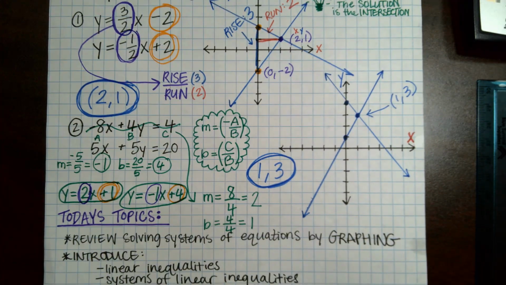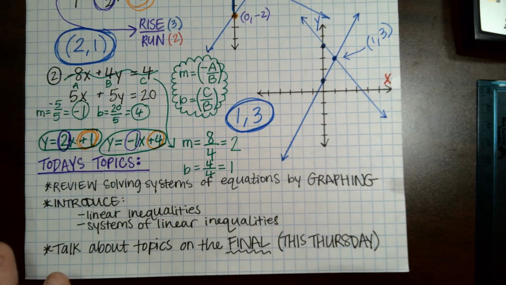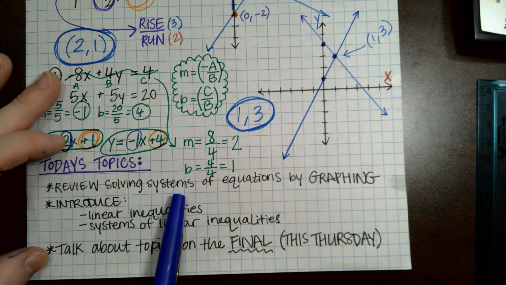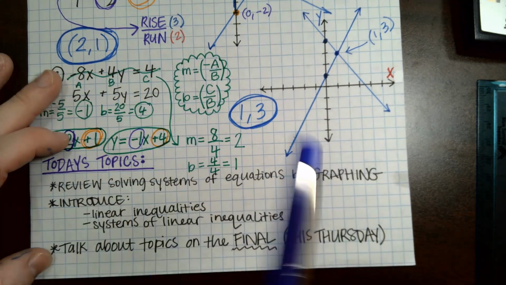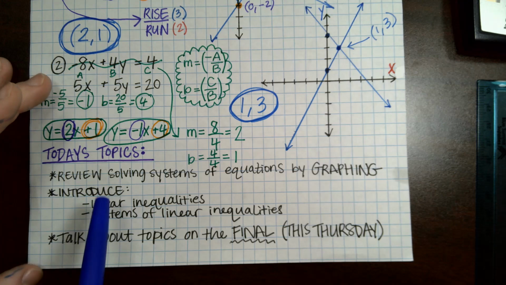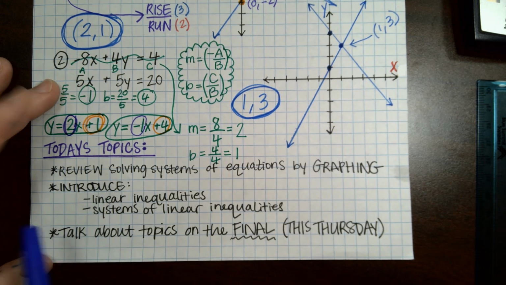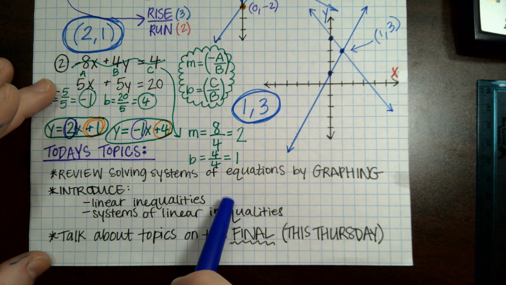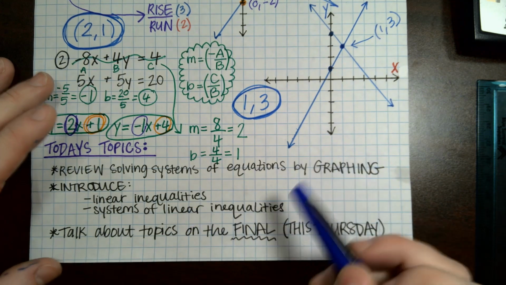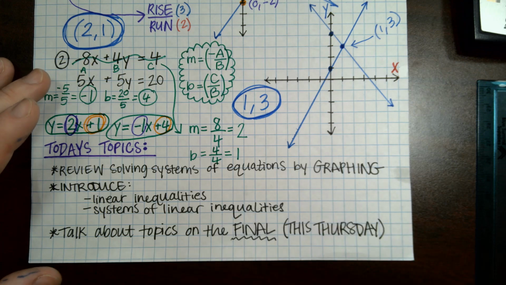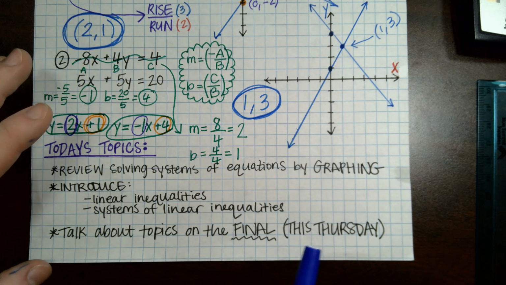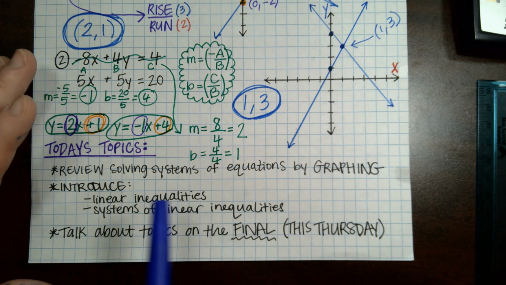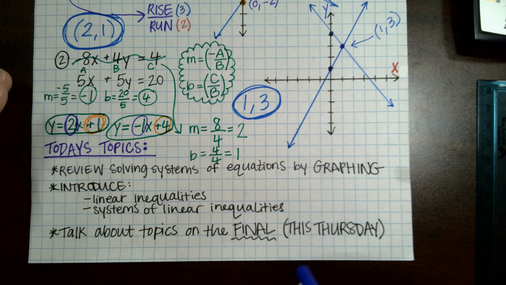So before we do some review, I'm going to tell you what we're going to do today. We are going to do that review of solving systems of equations by graphing. And then we're going to introduce 2 new things. We're going to talk about linear inequalities. You guys remember inequalities? Where we would have a circle that was open or shaded, and then we would shade to the right or to the left, and it was less than, greater than, less than or equal to, greater than or equal to. These can be graphed also, so we'll talk about that today.